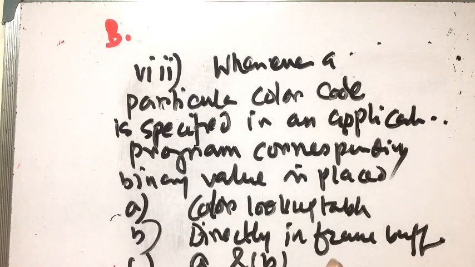Whenever a particular color code is specified in an application program, the corresponding binary value is placed in the color lookup table, or directly in the frame buffer, or A and B. So color lookup table and directly in frame buffer, both options are correct. A and B, so both are correct.